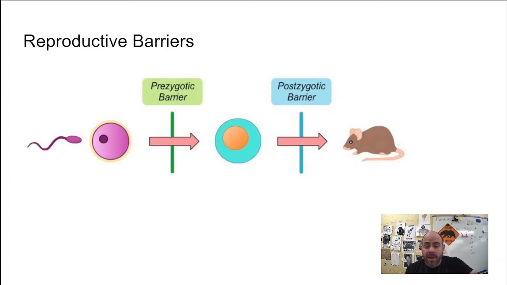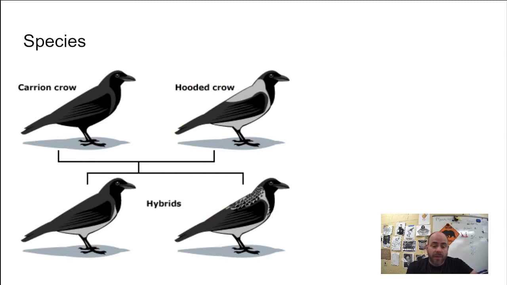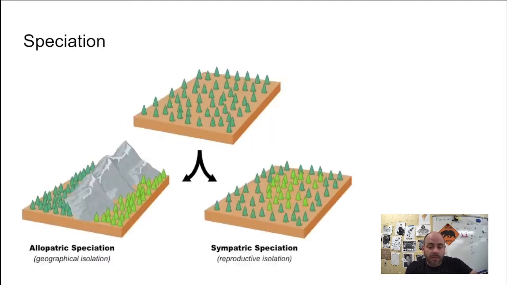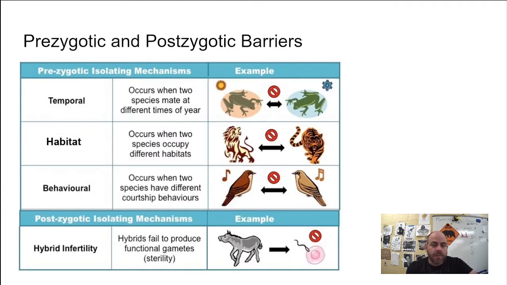A postzygotic barrier, the zygote has been made, the mouse in this case has been born, but something is preventing that mouse from being a species, right? Something is like these hybrid crows. They're infertile. So we're going to talk about that, right? Obviously there was a zygote here, but there's some sort of postzygotic barrier that's preventing them to become their own species. Let's look at those. Here are those prezygotic and postzygotic barriers.